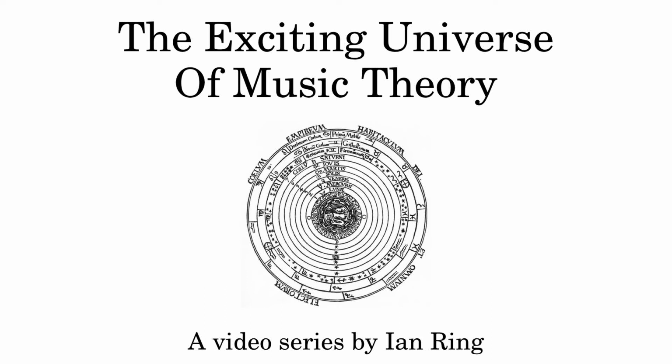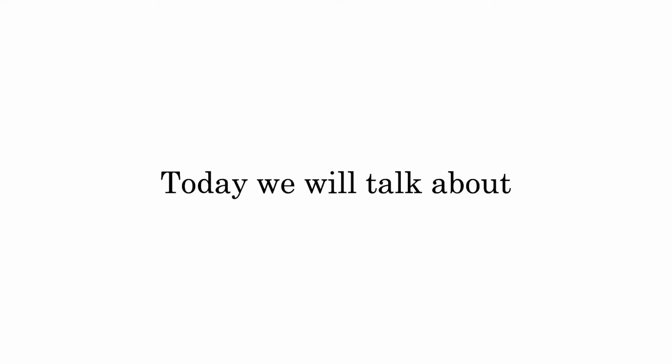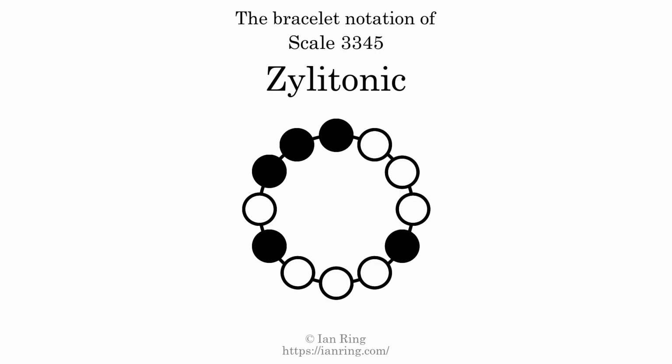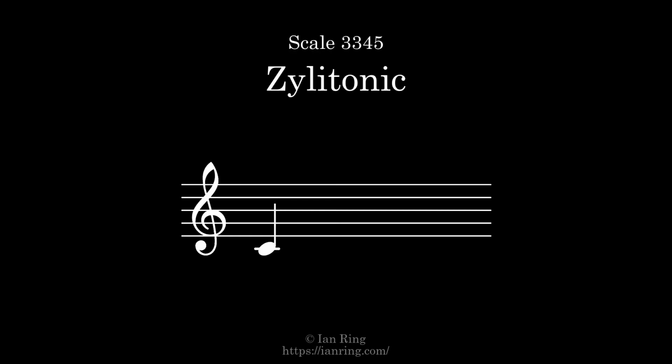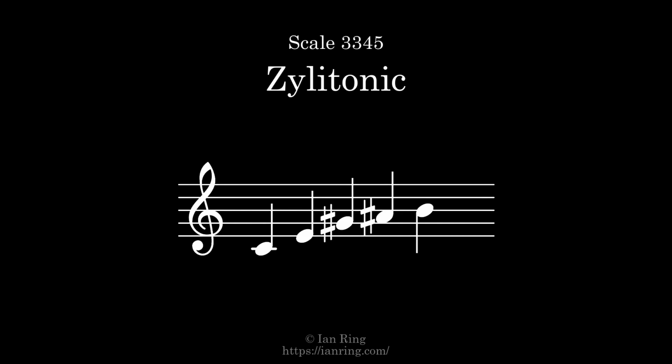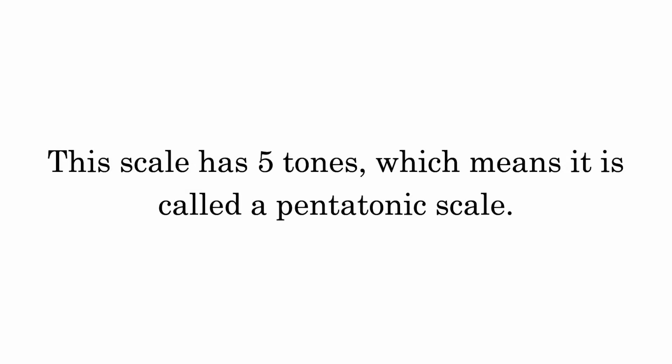Welcome to the exciting universe of music theory. Are you ready to learn? Then let's begin. Today we will talk about Scale 3345, Zylitonic, which sounds like this. This scale has 5 tones, which means it is called a pentatonic scale.